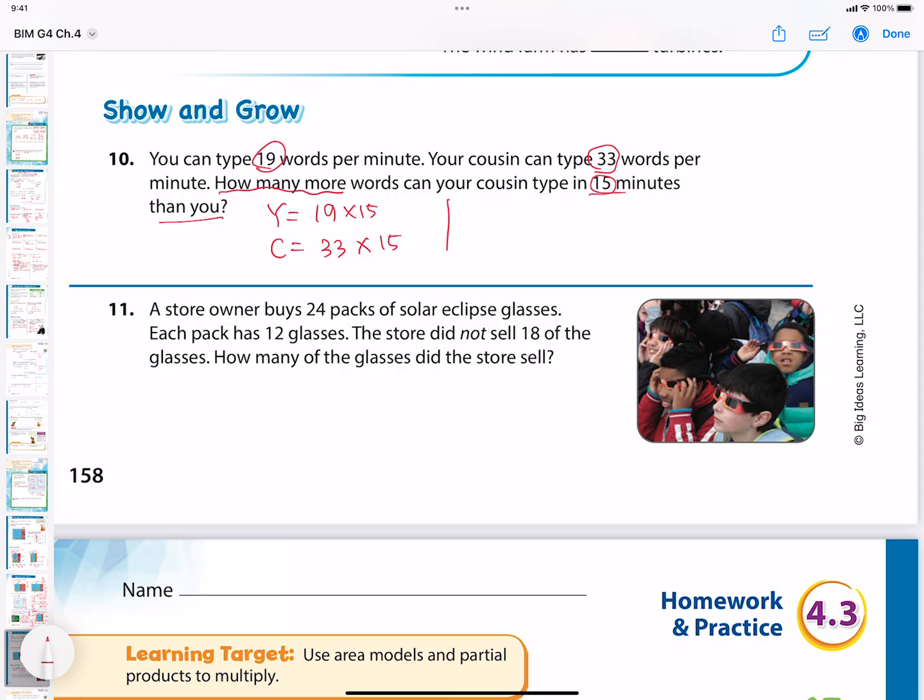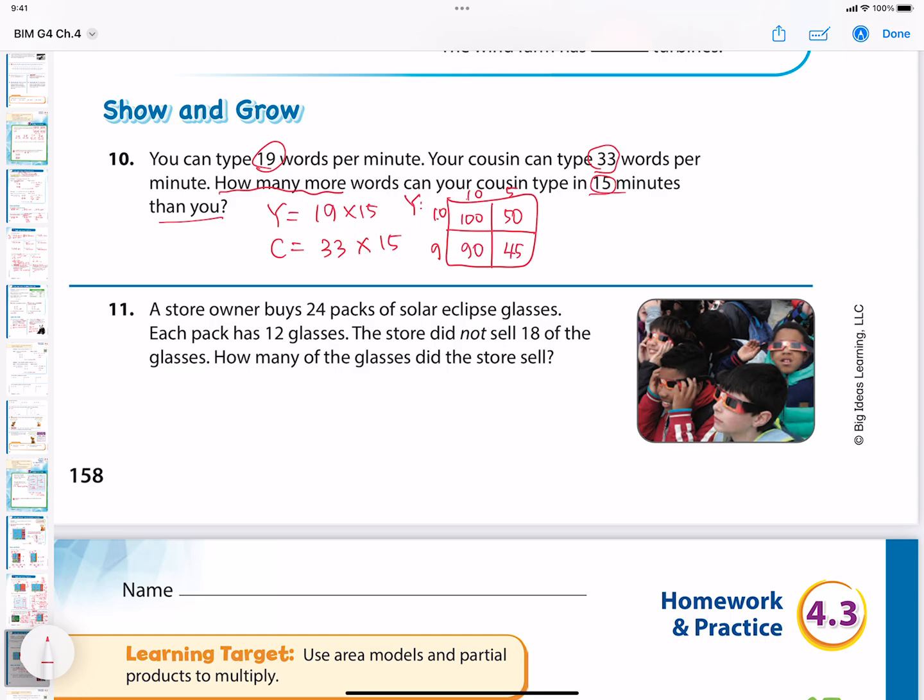Now we need to use this area model. I'm going to split the 19 into 10 plus 9 and 15 into 10 plus 5. 10 times 10 is 100, I'm going to skip that process. 10 times 5 is what? 50. And 9 times 10 is what? 90. And 9 times 5 is 45.